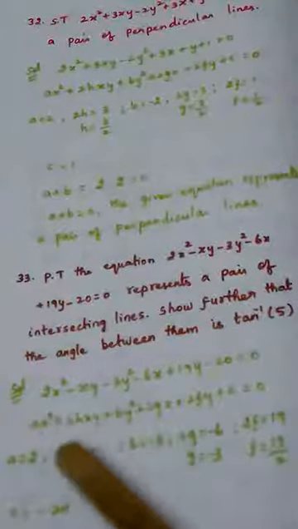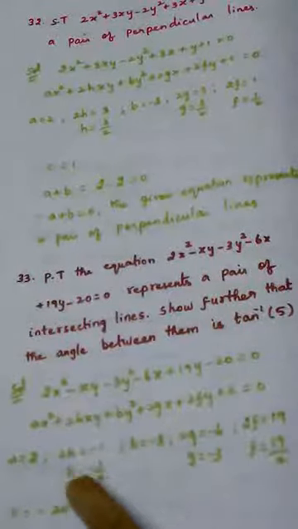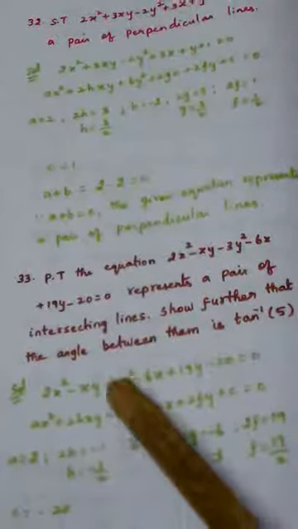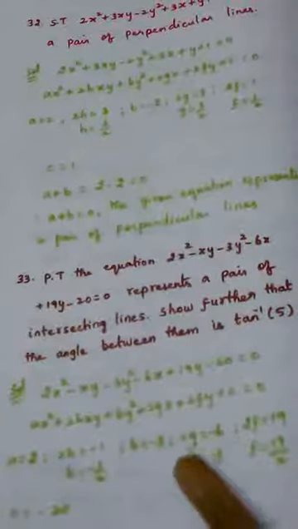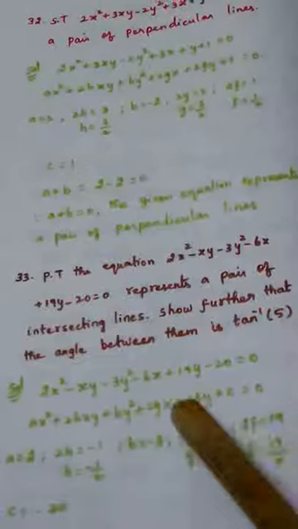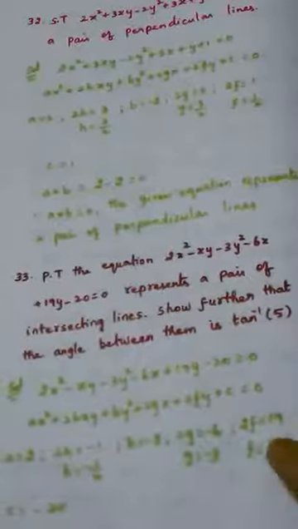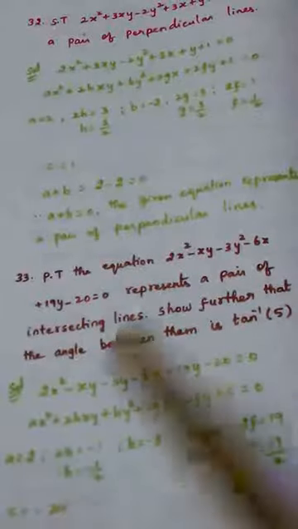A is 2, 2h equal to minus 1, h is minus 1 by 2, b is minus 3. Comparing x term, 2g is minus 6, g is minus 3. 2f value is 19, f value 19 by 2, constant value is minus 20.